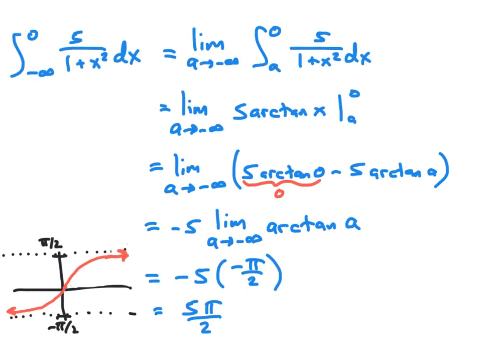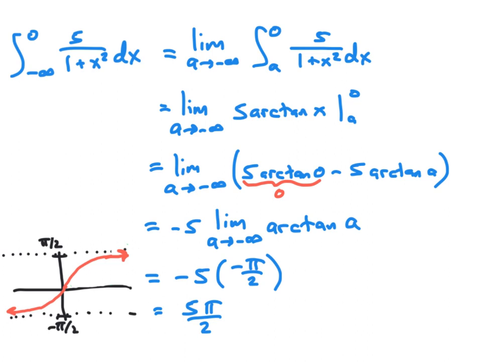We can rewrite the improper integral from negative infinity to 0 of 5 over 1 plus x squared dx as the limit as a goes to negative infinity of the integral from a to 0 of 5 over 1 plus x squared dx. We know the antiderivative of our function is 5 arctangent x, like it was previously, and we evaluate this from a to 0. We know that 5 times the arctangent of 0 will be 0, and using the limit laws, we see that what we need to compute is negative 5 times the limit as a goes to negative infinity of the arctangent of a.